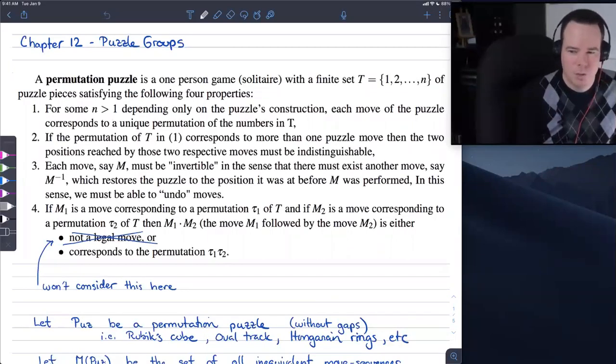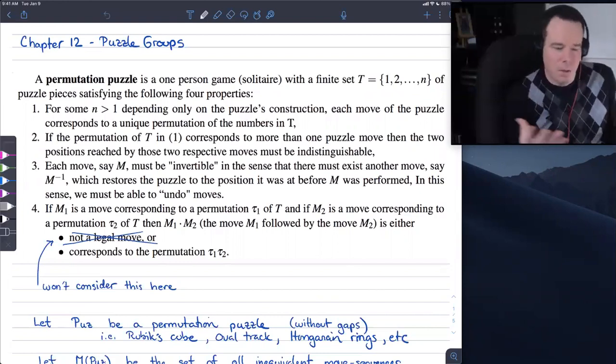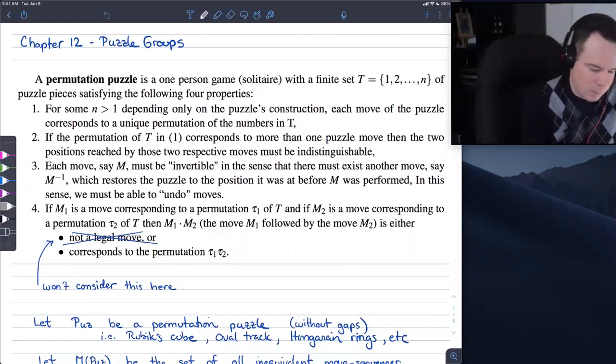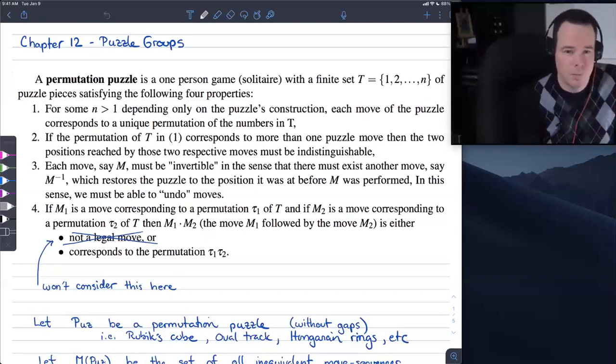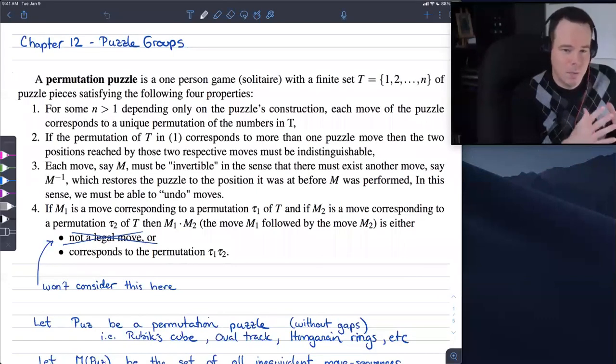If the permutation corresponds to more than one puzzle move, then the two positions reached by those two respective moves must be indistinguishable. So what that means is, let's say on the 15 puzzle, for example, we had a 3-cycle we wanted to achieve, and this is most easily illustrated through the midterm problem. I got lots of different solutions, all of them fixing the 3-cycle, but there were a lot of different move sequences that did the same thing in the end.